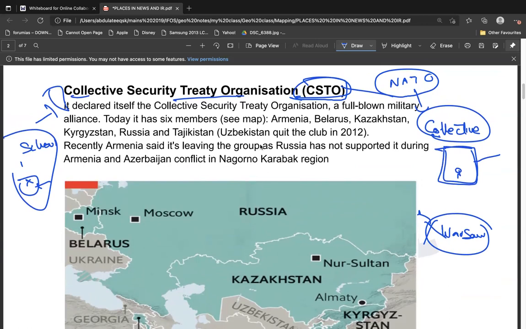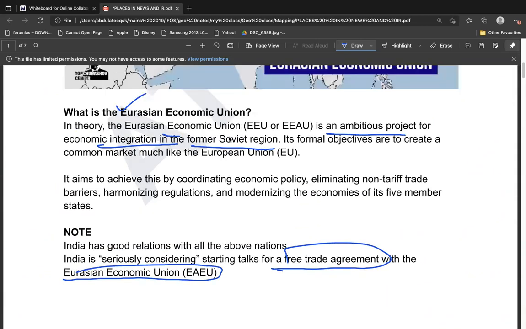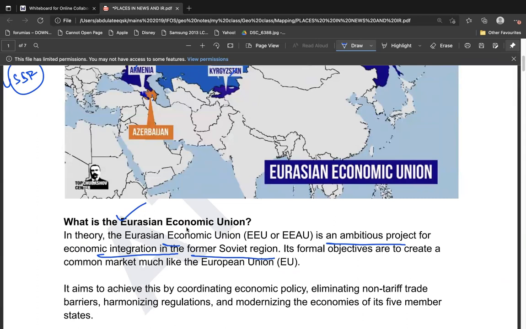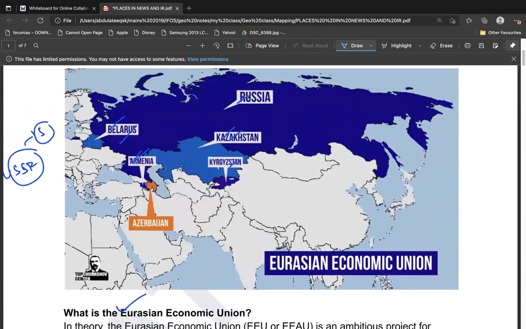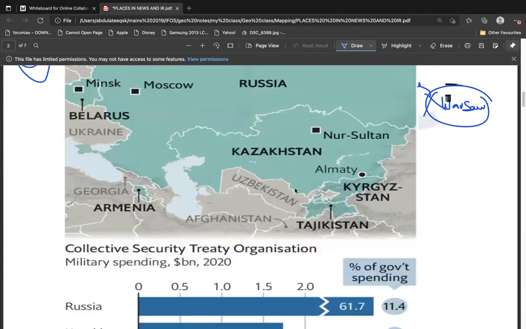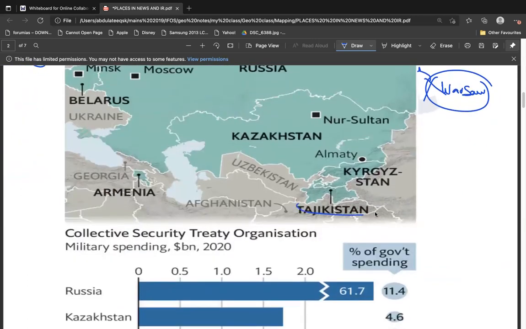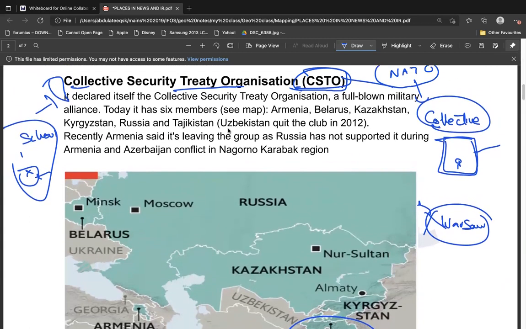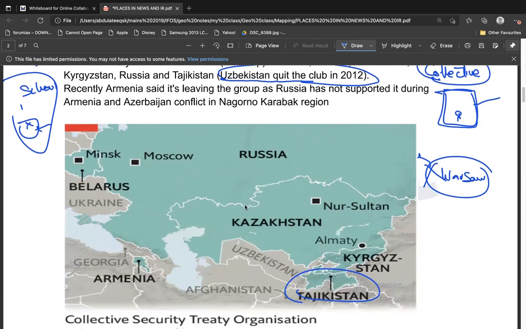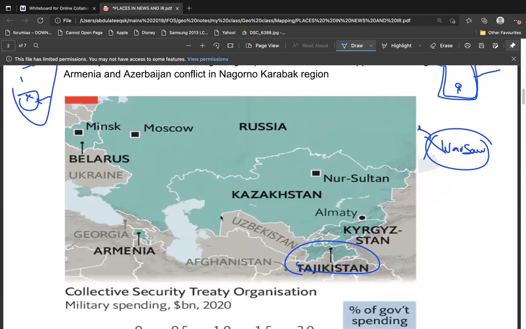Which nations are in the CSTO? The nations are the same, just like these 5 countries: Belarus, Armenia, Kazakhstan, Kyrgyzstan, and Russia. There is one more country you need to know, that is Tajikistan. These are the 6 countries in this grouping. Earlier, Uzbekistan also used to be there, but it has quit. You need to know the proper location of these countries. See here, Kazakhstan is here, Tajikistan is here. It is better if you also know the capitals of these countries.